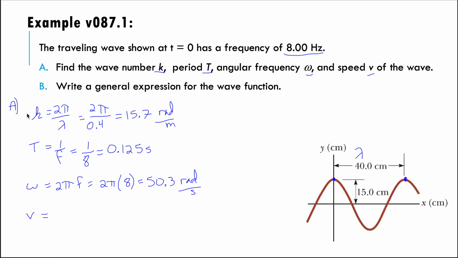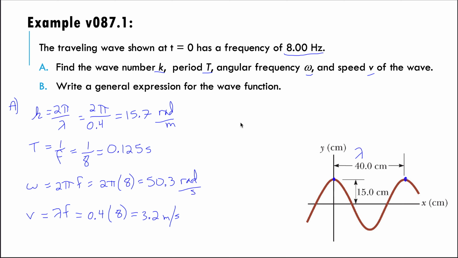And then the last one was the speed of the wave. We can use omega over k, or we can use lambda times frequency. Both will give you the same answer. In this case, I'm choosing to use lambda times frequency, wavelength times frequency. So 0.4 meters times 8 hertz is going to give us 3.2 meters per second. You should try it with omega over k just to make sure it gives you the same answer.